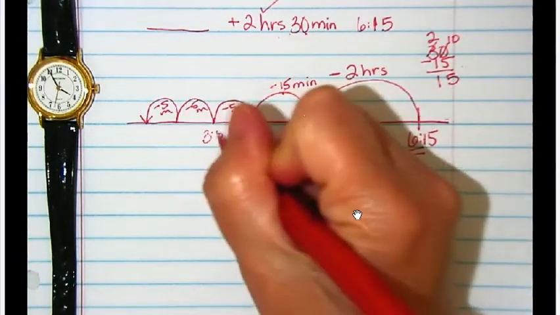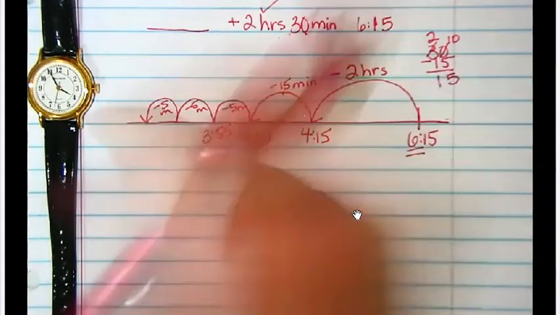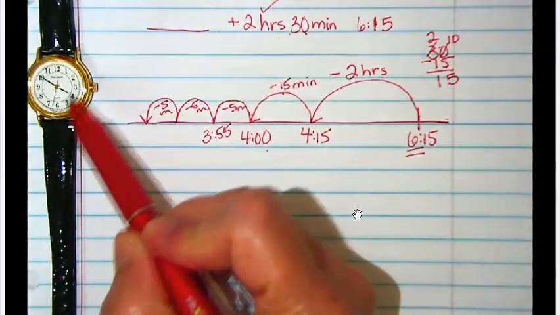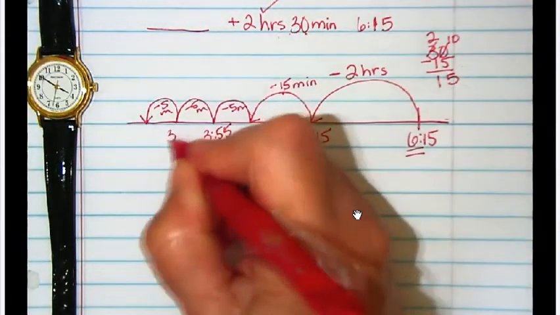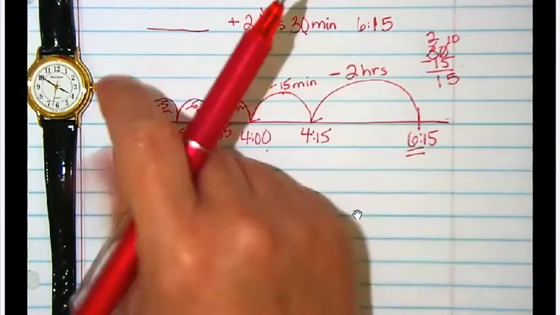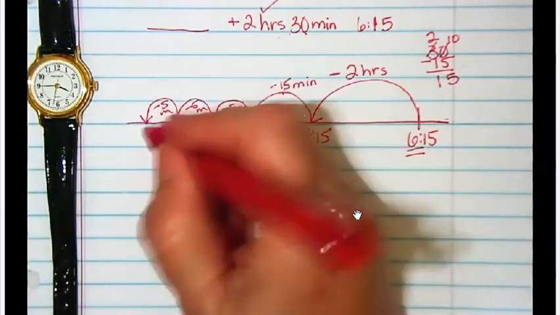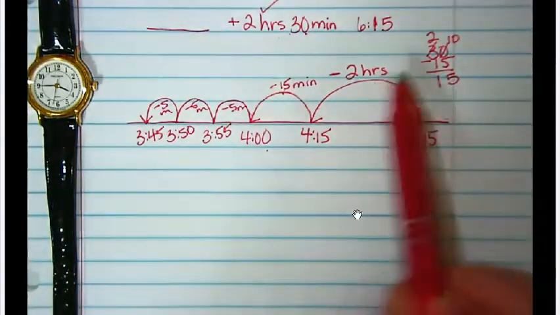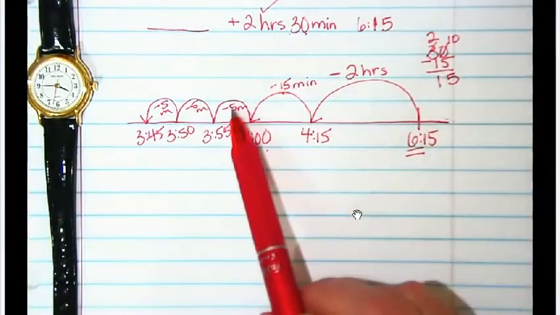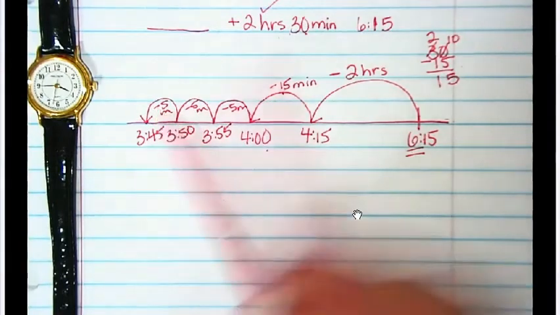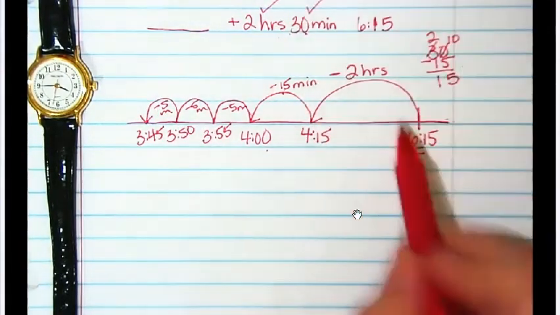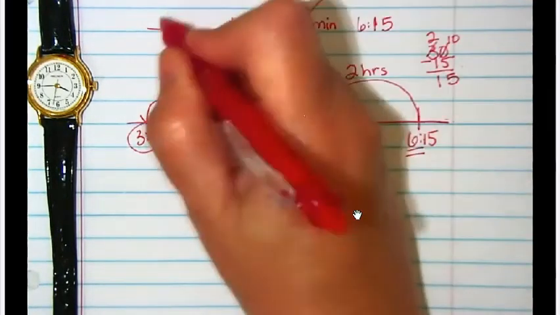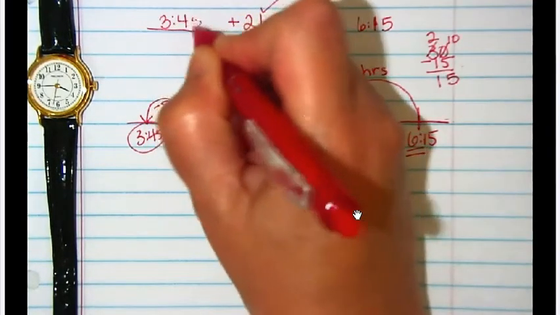Now we're at 3:55. And if we go back 5 more minutes, you can see that hour hand moved a little tiny bit. 3:50. And if we do 5 more minutes, we are at 3:45. Have we used all of our minutes? Yes, we can check 15, 20, 25, 30. We've used all of our minutes. We've already jumped our hours. So our start time is 3:45.